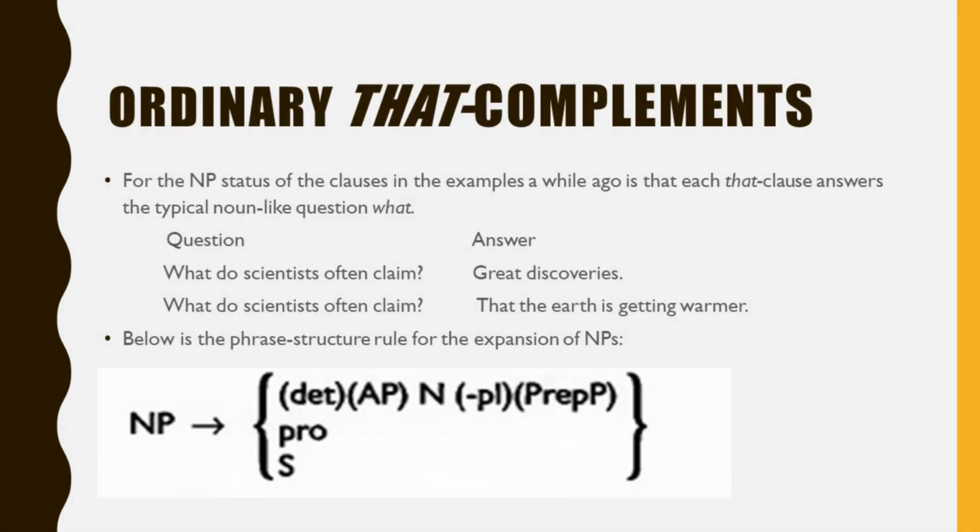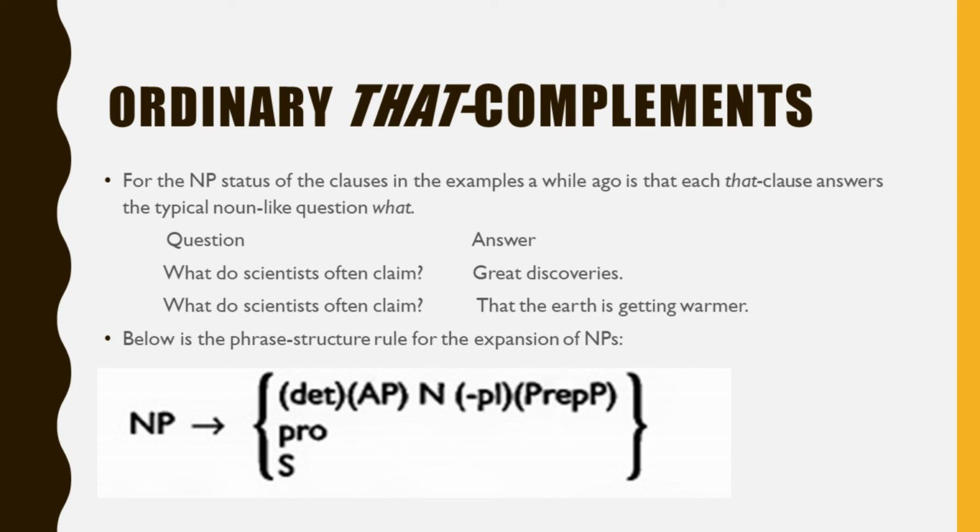A third piece of evidence for the noun phrase status of these clauses is that each that clause answers the typical noun-like question what, just as does each case of a simple noun phrase object. For example, what do scientists often claim? Great discoveries. What do scientists often claim? That the earth is getting warmer.